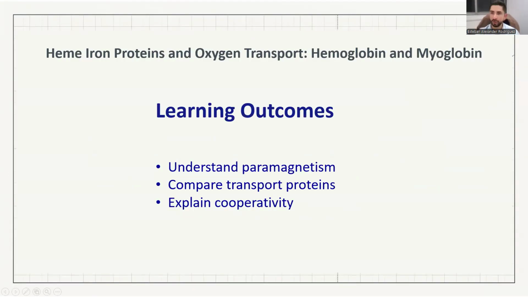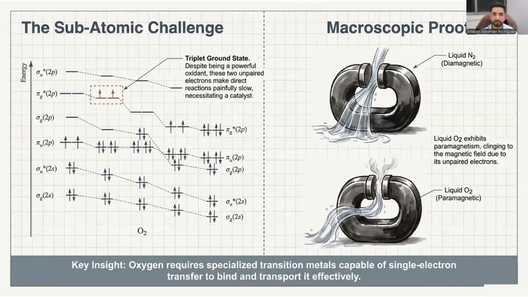The focus of our class today is three important learning outcomes. The first one is to understand the paramagnetic behavior of the oxygen molecule. The second, compare the transport and storage proteins for oxygen. And finally, explain the cooperative effect observed in both proteins.